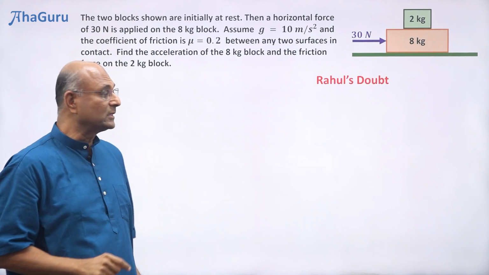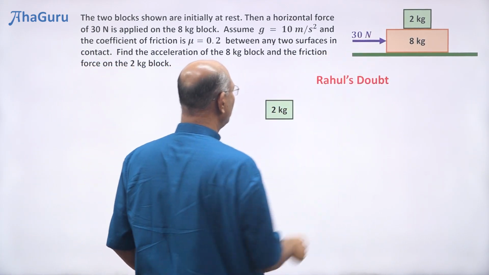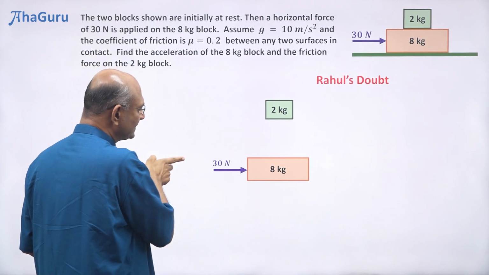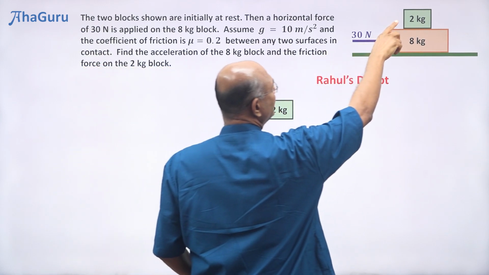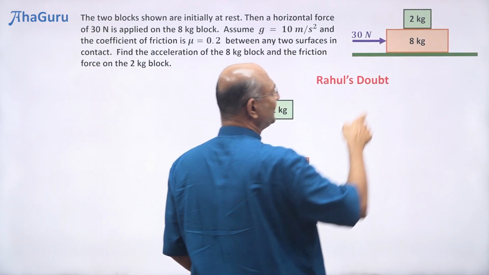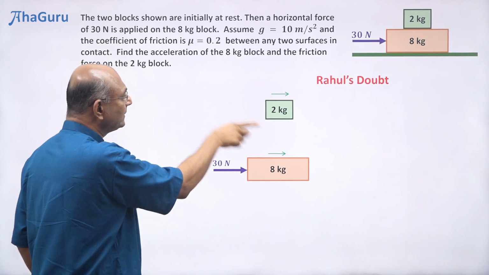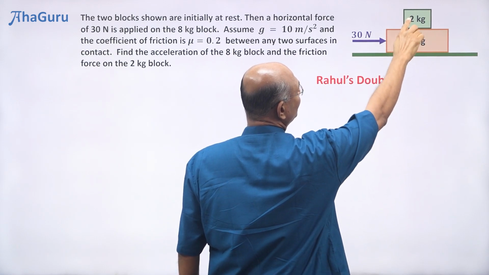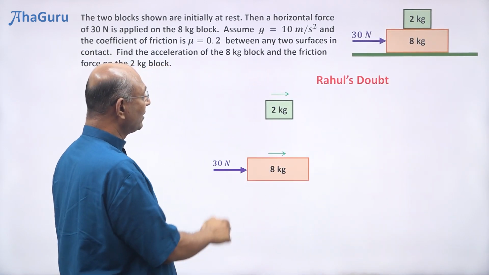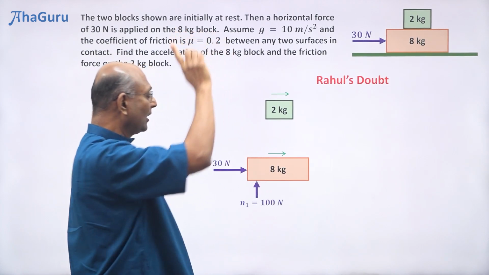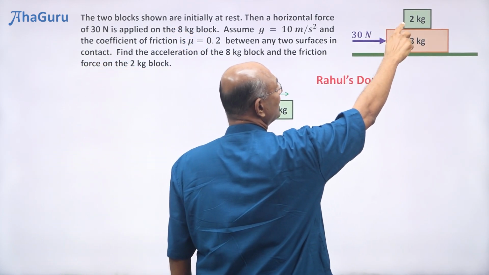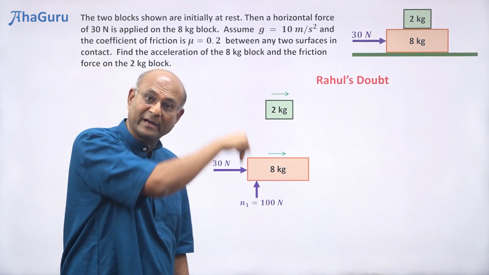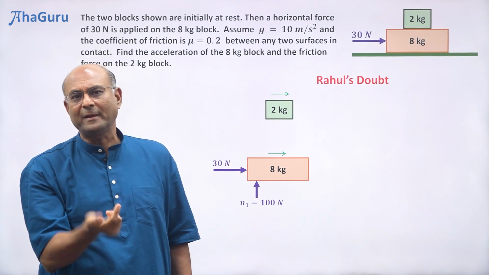So Rahul's doubt is this. He says, I'm taking these two blocks. Let me draw the free body diagrams for them. So on the 8 kg block, there is this 30 newtons force. But since the 2 kg block is on the 8 kg block and there is friction, they are both going to move towards the right. So the normal force here, because you can think of this as 2 kg plus 8 kg, will be equal to how much? 100 newtons. Why? Because 2 kg plus 8 kg is like 10 kg, mg will be 10 into 10, 100 newtons downwards. So the normal force here will be 100 newtons.